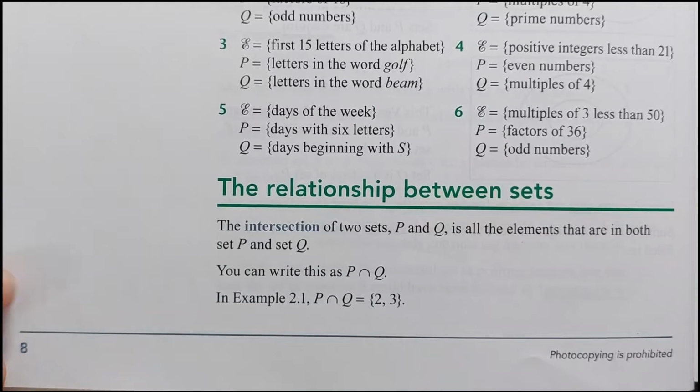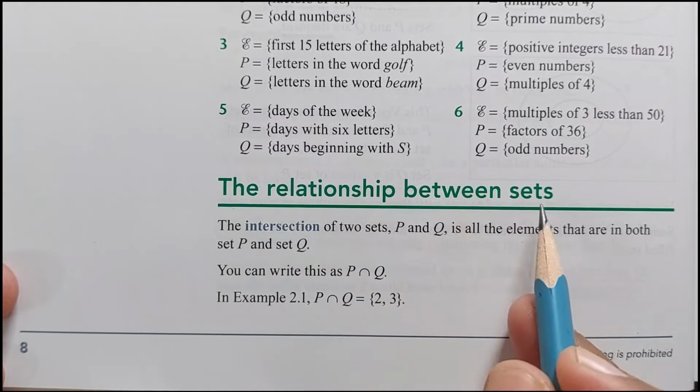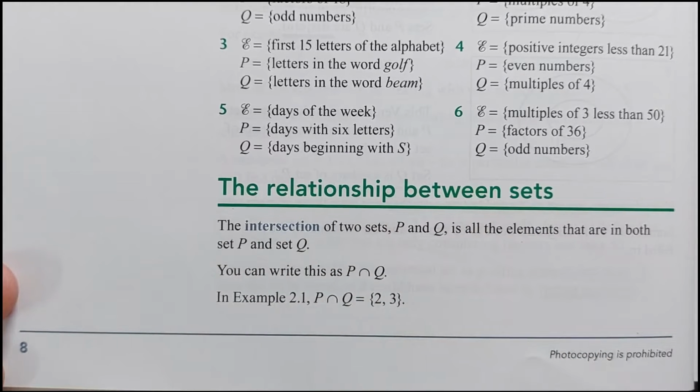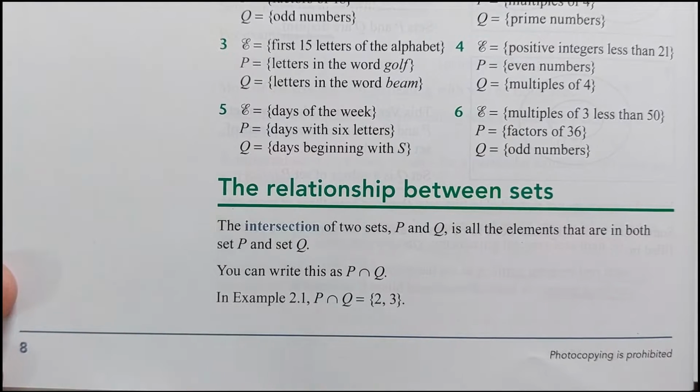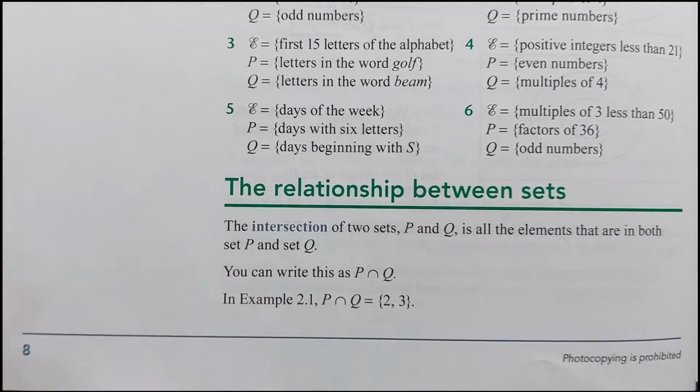In this video, we are going to learn about the relationship between sets. Between two sets, there are many relationships: their union, their intersection, disjoint sets, and empty sets. These are the types of sets we are discussing and their relationships. So let's talk about the first relationship between two sets.